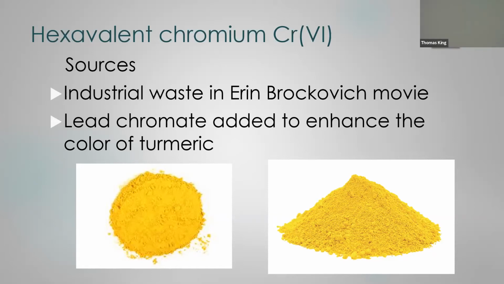And lead chromate added to enhance the color of turmeric. Lead chromate was used as a pigment in paint, and until 1978, paint containing lead chromate was used on school buses. And once again, you can see how the color of lead chromate is very similar to turmeric. It's really hard to tell the difference between the two. Next slide.